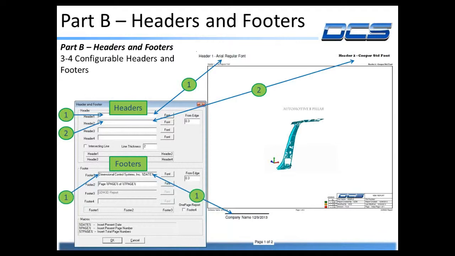We have a total of four footers. Two of them are shown right now. One of them is set out to be whatever you want to represent your company name, and then it's got a little formula for the date. The other footer has a formula to show what page of your total pages you're on there, and you can add a fourth footer as well. Fantastic.